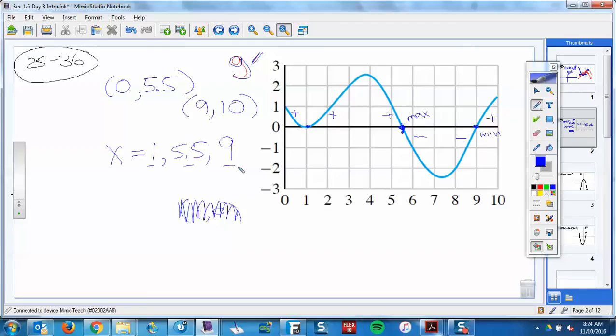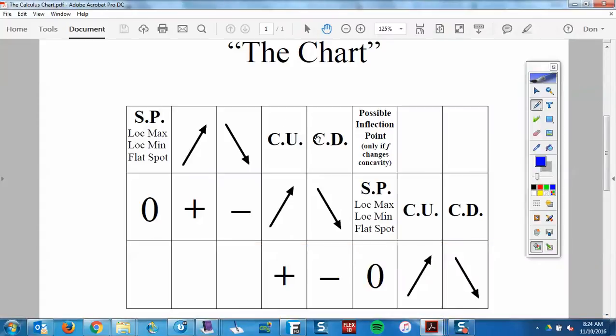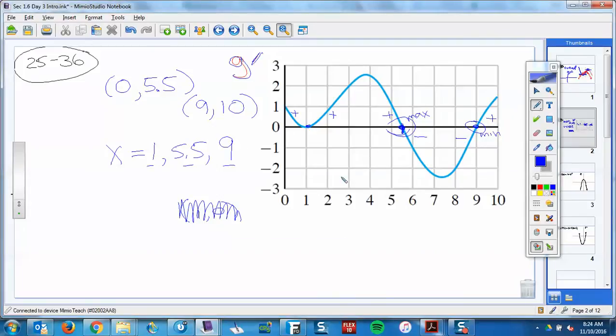Where does G have local max points? Well, I just said it right there, x equals 5.5, local min point right there. Is G concave up at 3? Well, you go back to the chart. How do we tell if G's concave up? G is concave up when G prime is increasing. So right here at 3, is it increasing? Yes, so it is, and that's your explanation.